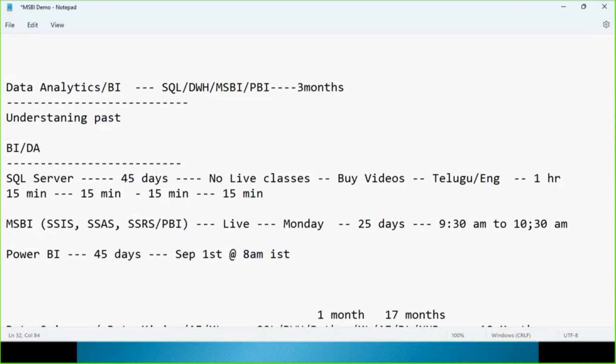evening you can prepare SQL Server on your own. But if you think that I don't want to continue now, you can join in the October batch. Clear? But SQL Server is mandatory. SQL Server is mandatory. So this you need to continue learning.